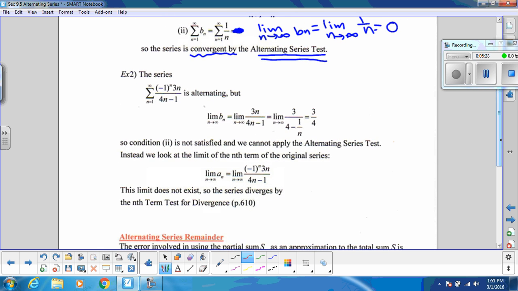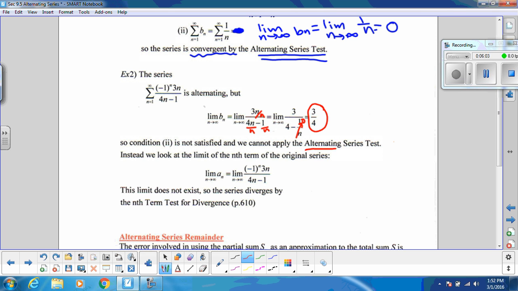So if I check for that second condition, the limit of b sub n, so I'm taking the limit of 3n over 4n minus 1. And remember, we can divide everything by that highest power in the denominator. If I do that and plug in infinity, this is going to go to 0, and then I just have 3/4, or you can use that horizontal asymptote rule. So obviously this does not meet that second condition. This should be equal to 0 in order for us to use the alternating series test. Since it's not, we can't use this.